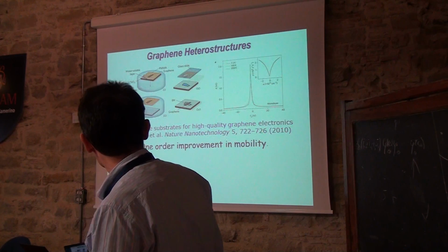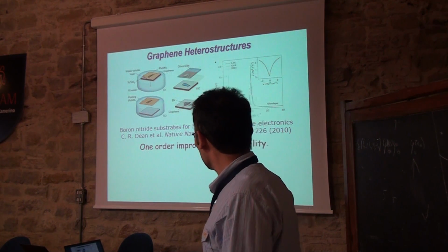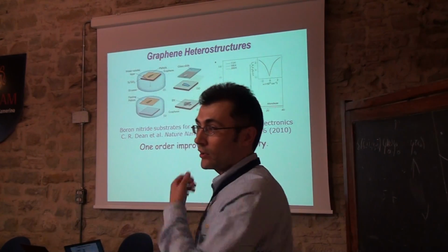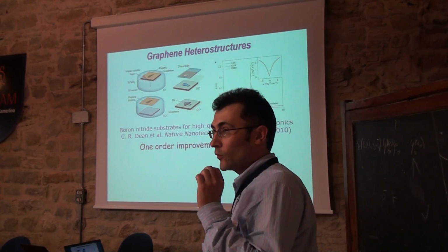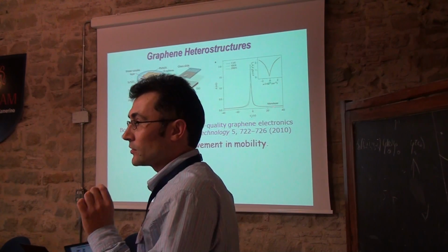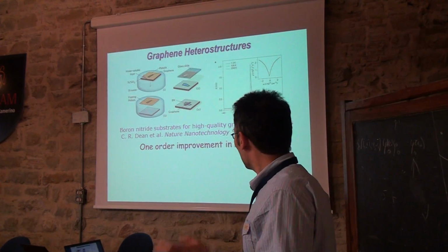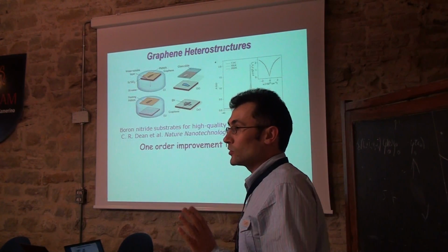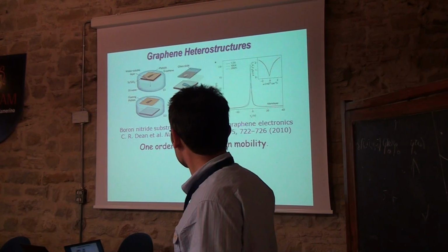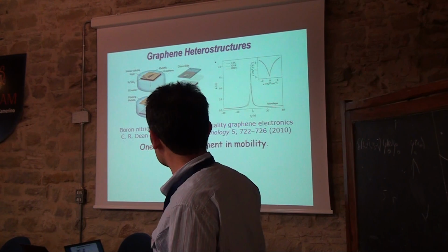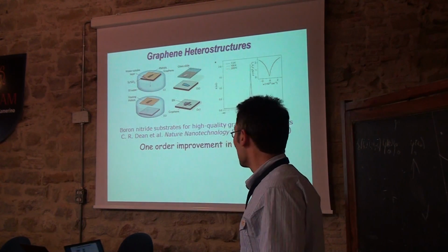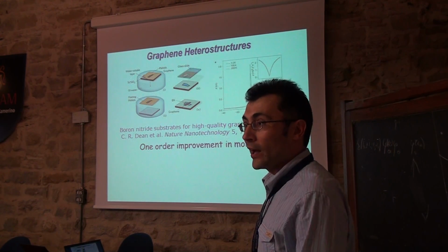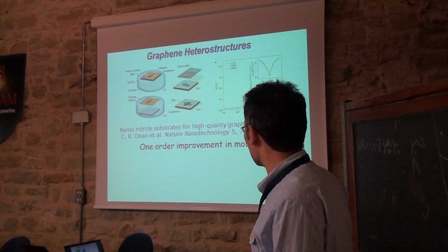It all started in 2010 when a group from Columbia exfoliated graphene on a thin slab of boron nitride. This was the first so-called heterostructure. Before that, people always studied graphene on oxidized silicon, and mobility was not so good. It was only about 10,000. When the Columbia group exfoliated graphene on boron nitride, the mobility immediately increased by a factor of 10, and everyone realized that it's very nice and interesting.